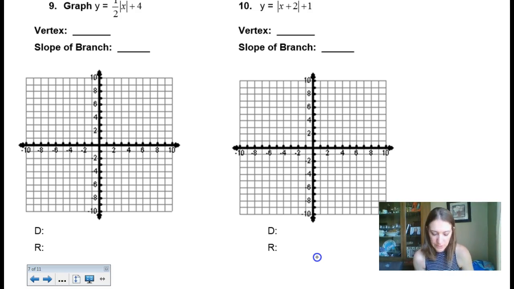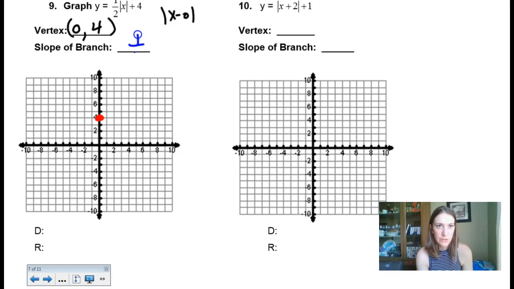So, next one, vertex, remember, is at h, k. I noticed that there's nothing inside the absolute value bar, so that's a 0. And then the k is a 4. So 0, 4 is my vertex. And your slope of your branch is 1/2. So it's positive 1/2, which means we're going to travel up 1, and then both right and left 2. So what you're going to notice here on this absolute value graph is he is wider than normal.